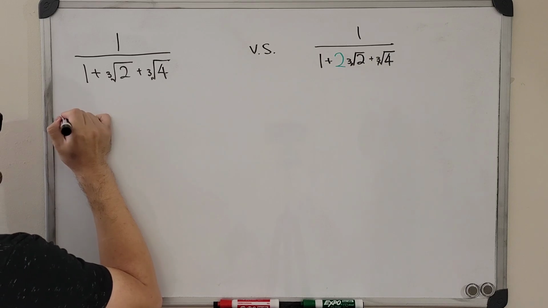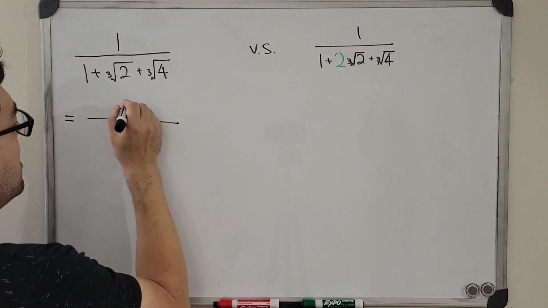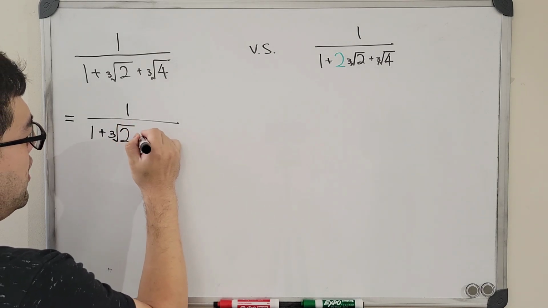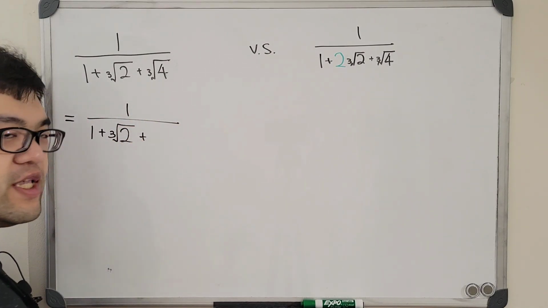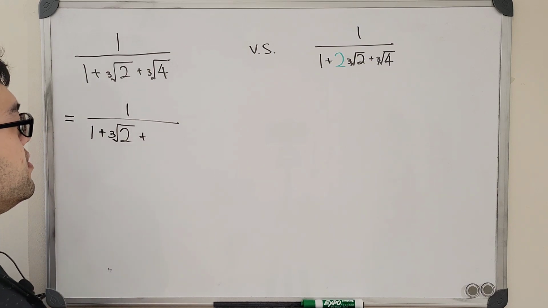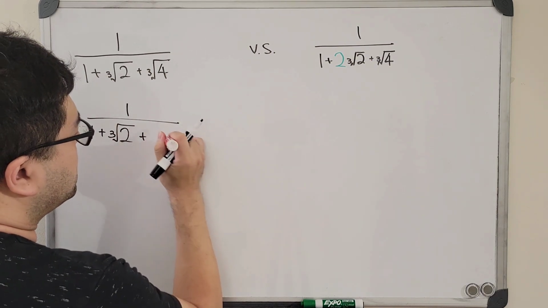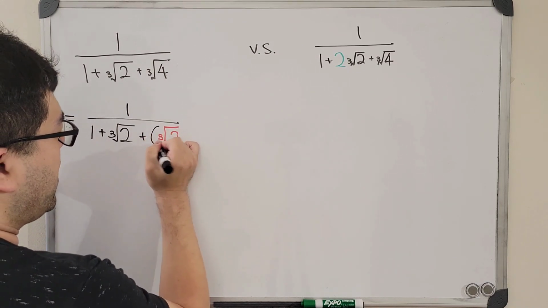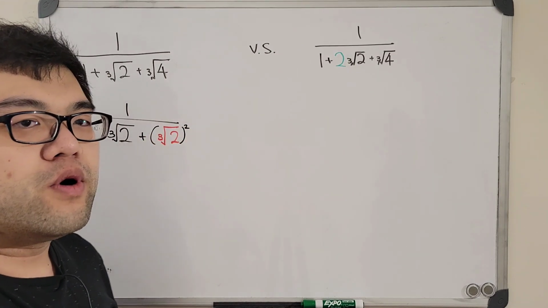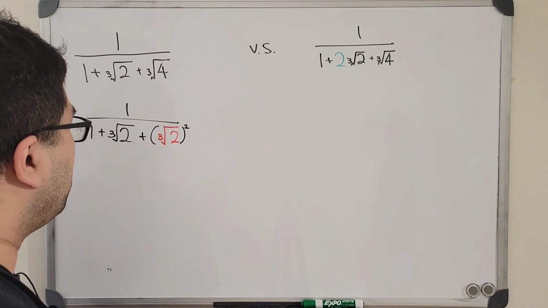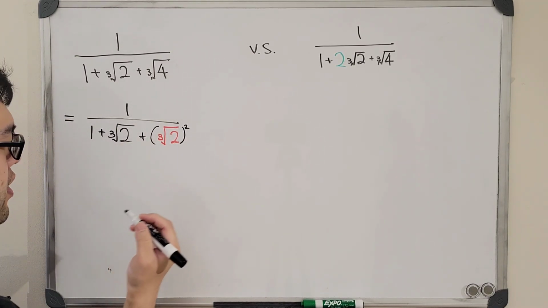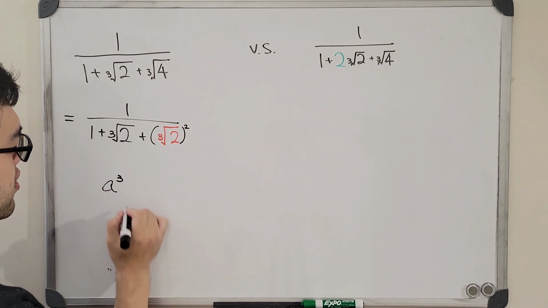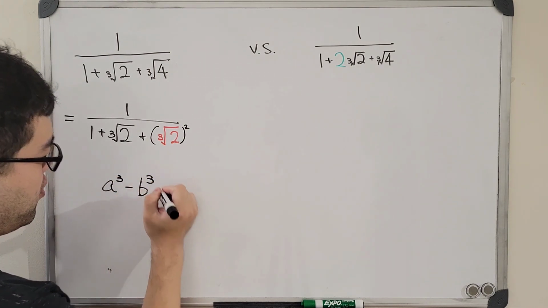So we can first rewrite the denominator as 1 plus the cube root of 2 plus, as we know that 4 is the square of 2, so in fact we can rewrite the last term as the cube root of 2 quantity squared. How does that help? Well, now we need to use the following formula, which is a to the third power minus b to the third power.